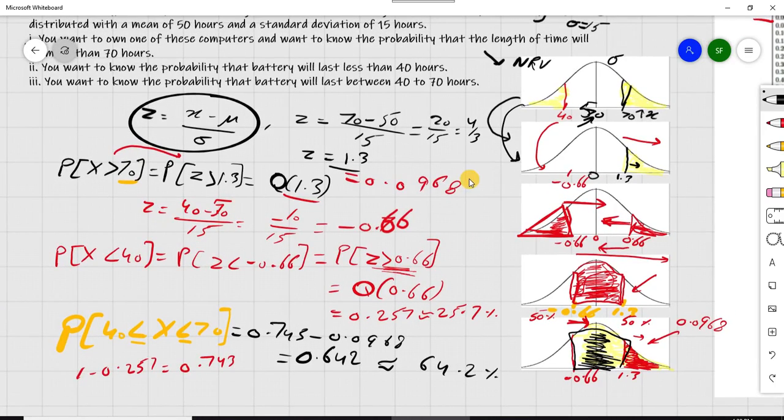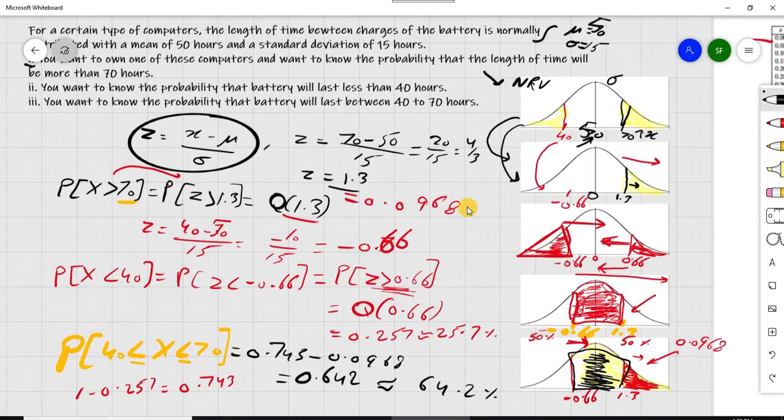I hope the solution of this problem helps you, and you can solve the other problems as well via the same method. I suggest that you solve this problem again with the help of a Z table.